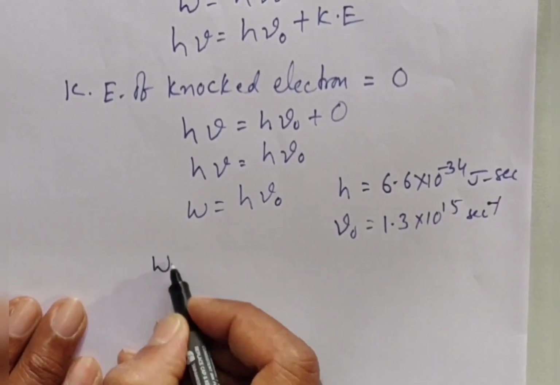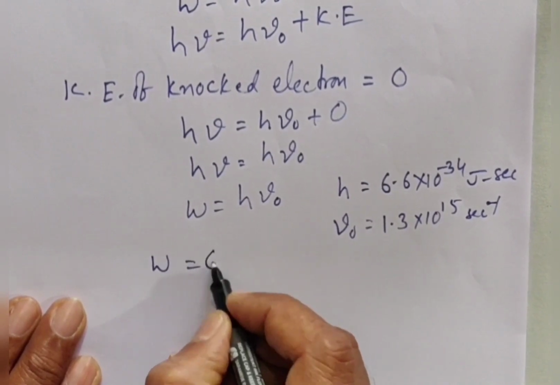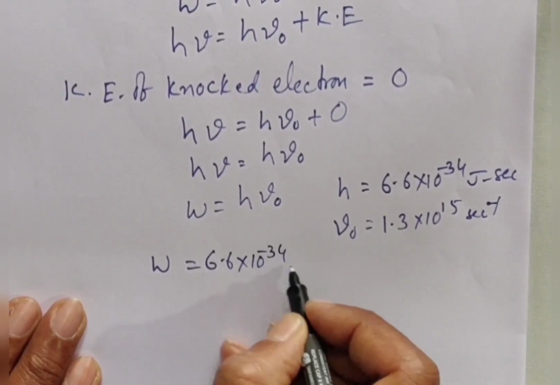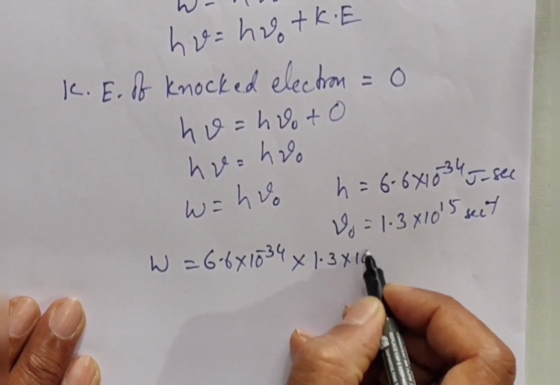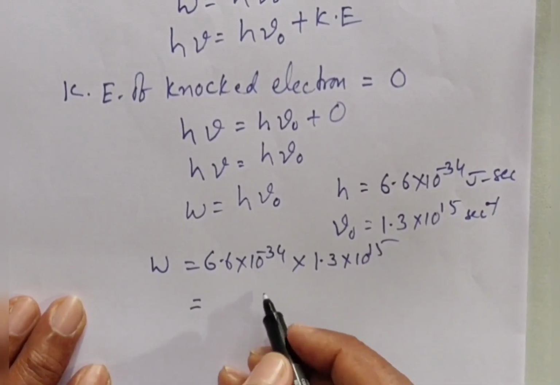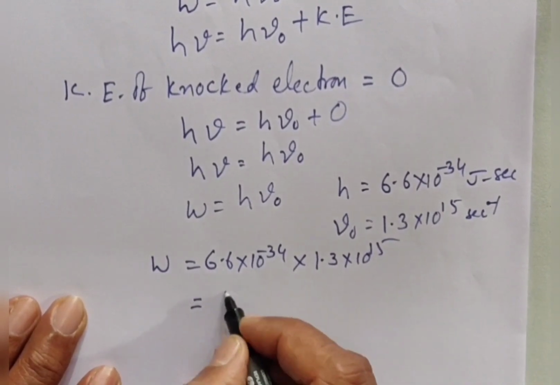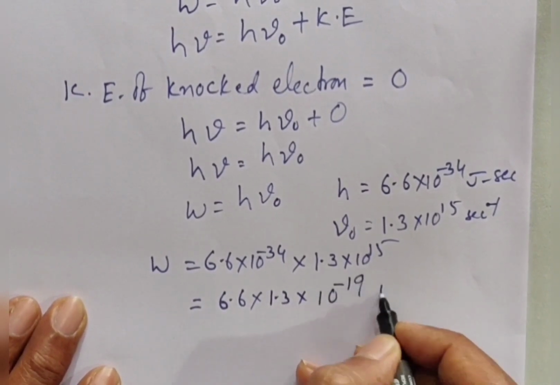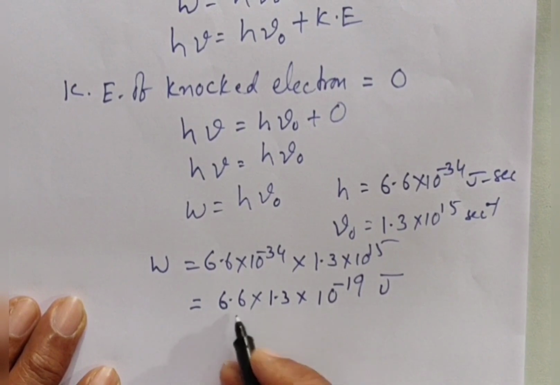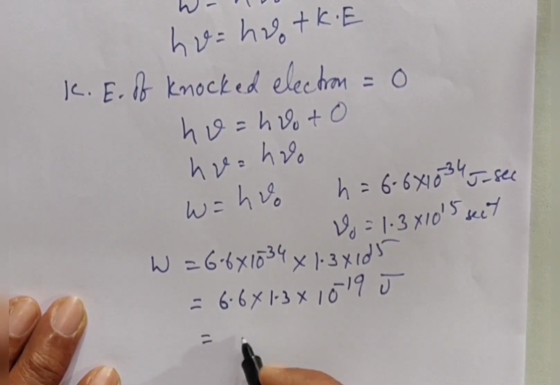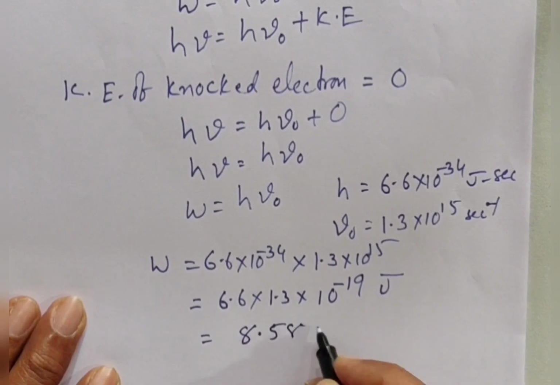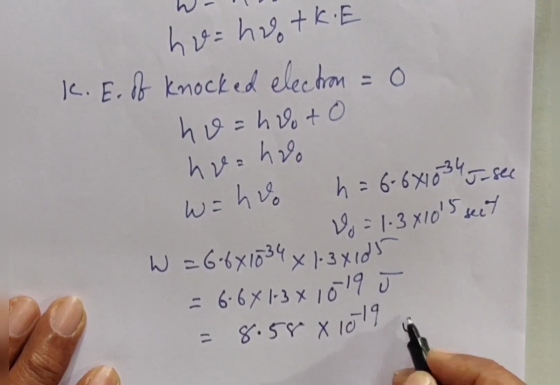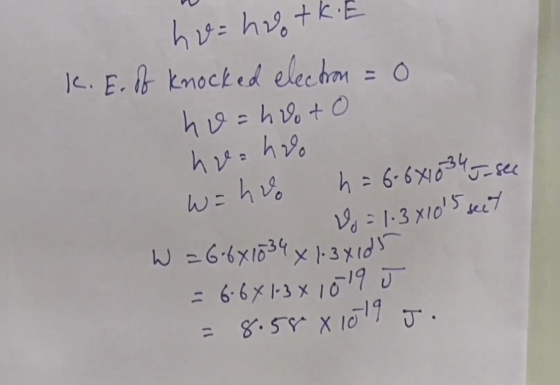Then you have to substitute these values in this problem, that is 6.6 into 10 power minus 34 into 1.3 into 10 power 15, right? On simplification of powers, we'll get 6.6 into 1.3 into 10 power minus 19 joules. So when we multiply 1.3 with 6.6, we will get 8.58 into 10 power minus 19 joules. This is the important problem. So very simple problem. Simplification is very easy.